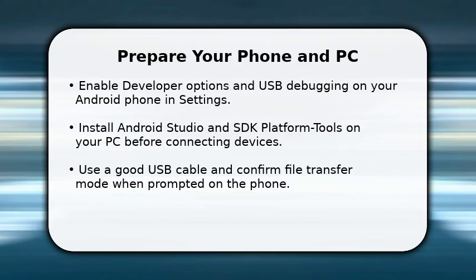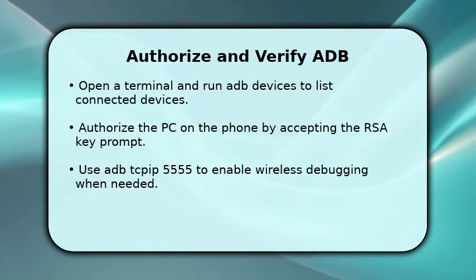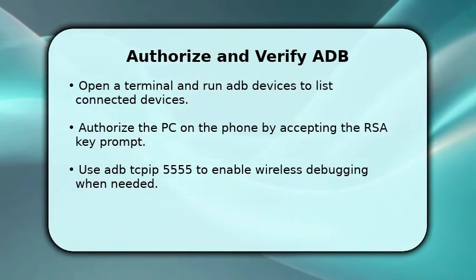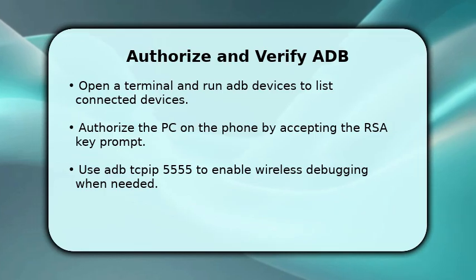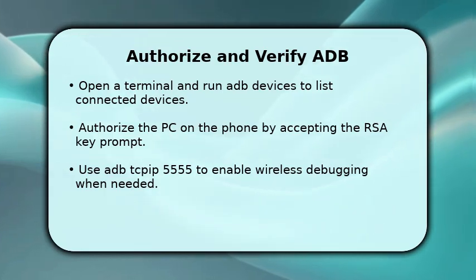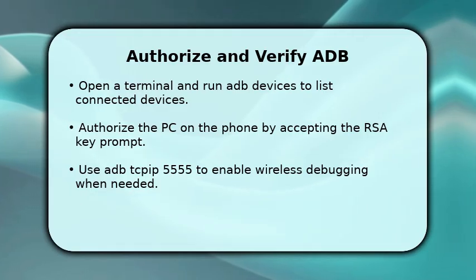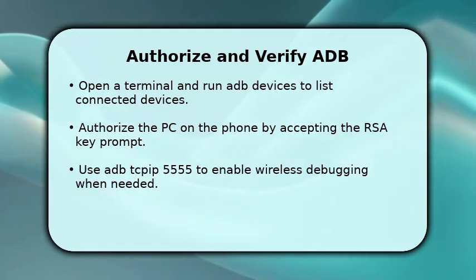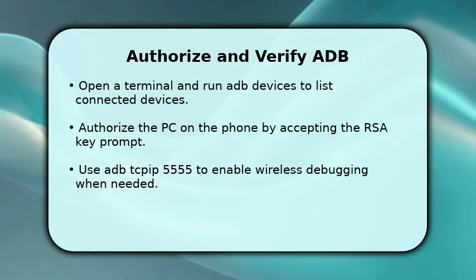Next, you will authorize the PC and verify ADB connectivity for debugging. Open a terminal and run adb devices to list connected devices. If your device appears as unauthorized, check the phone for an RSA authorization prompt and accept it.